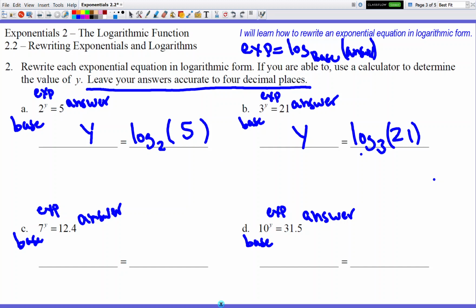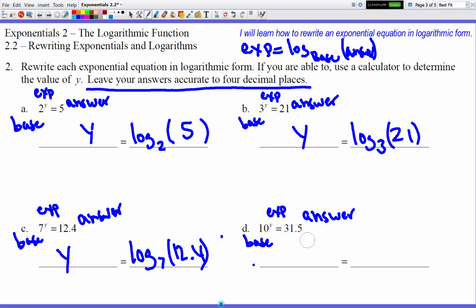Okay, let's do the last two. All right, so who's sitting in the spot called exponent? Y is, then equals, then log. Who's sitting in the spot called base? 7. And who's sitting in the spot called answer? 12.4. Okay, so good to go so far? Yeah, I think so.